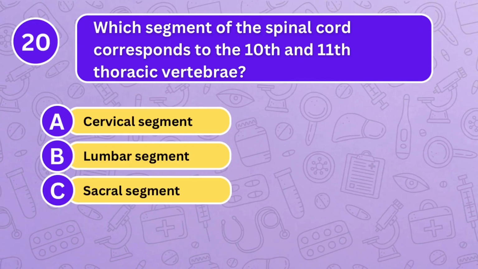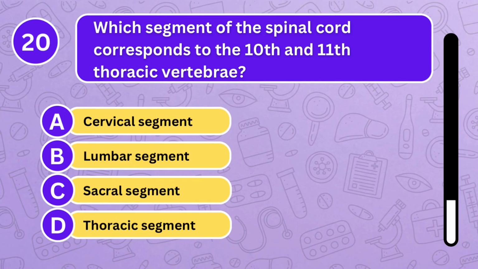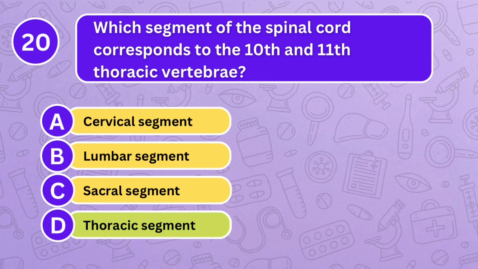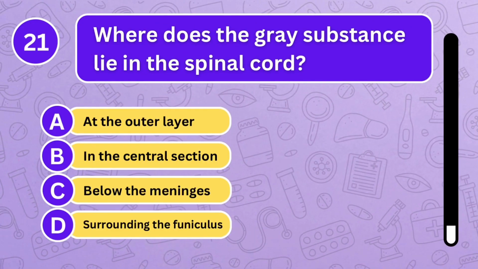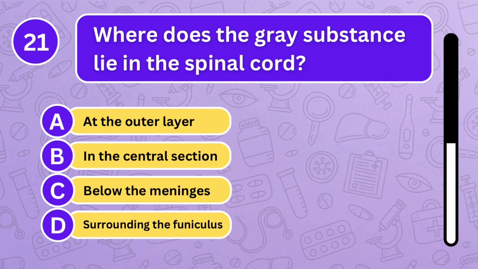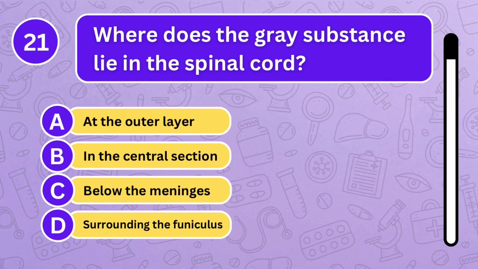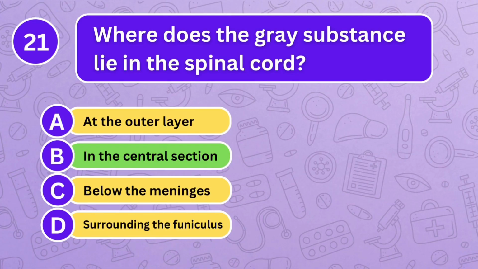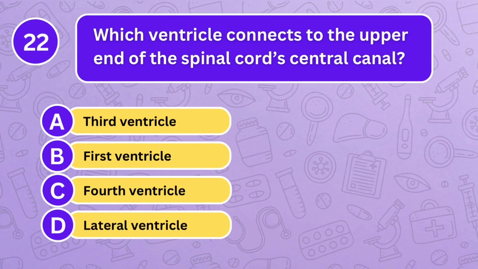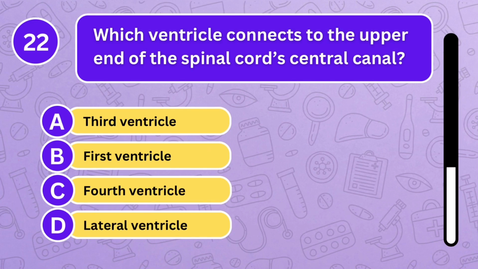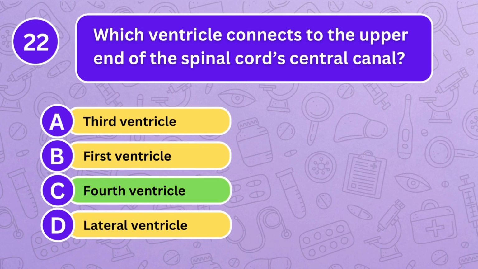Which segment of the spinal cord corresponds to the 10th and 11th thoracic vertebrae? Thoracic segment. Where does the gray substance lie in the spinal cord? In the central section. Which ventricle connects to the upper end of the spinal cord's central canal? Fourth ventricle.